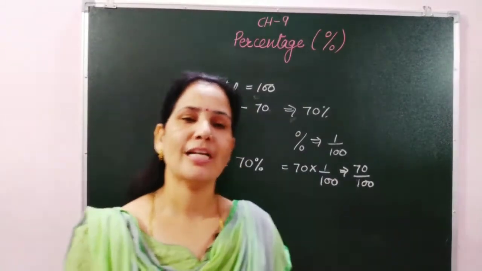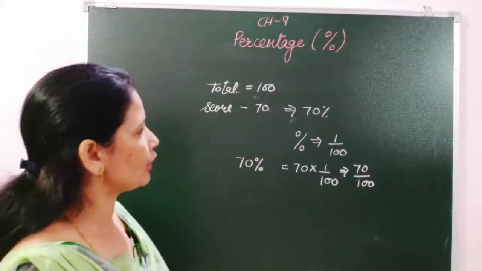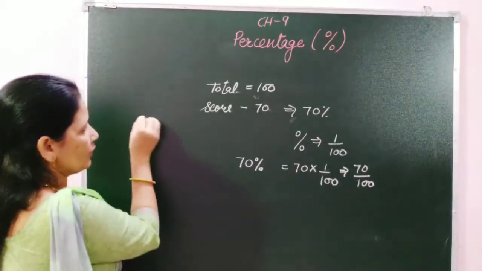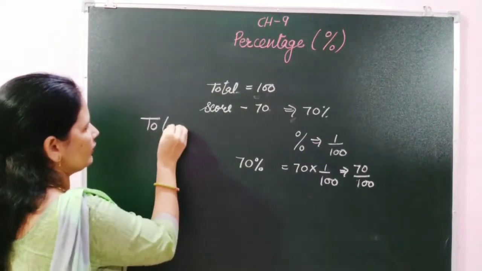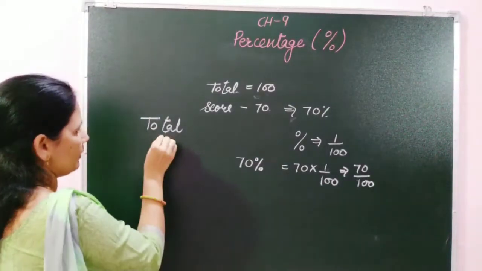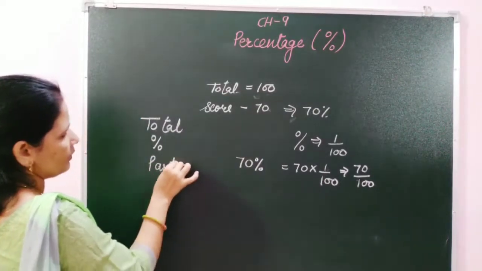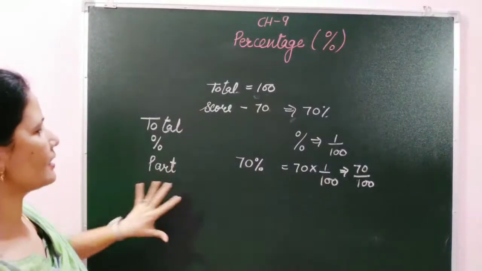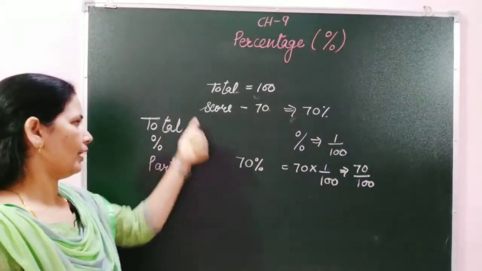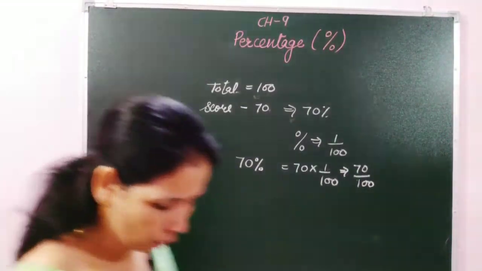Now the question arises, how to find the percentage? To find the percentage we require three things: total, percentage and part. The whole percentage concept really rotates around this total, percentage and part. How? Let's see.